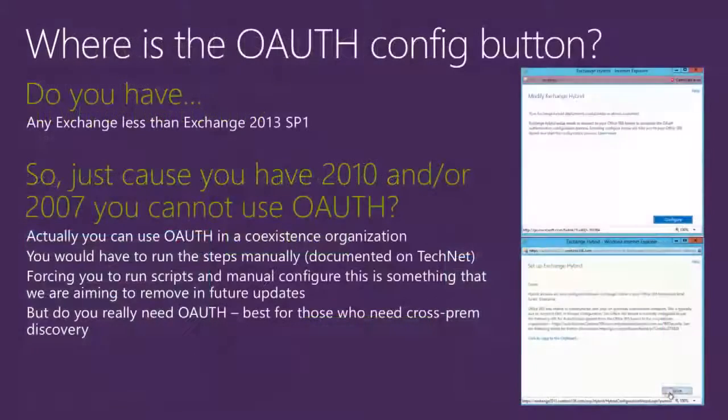Now, a lot of you might have not seen the button. And there is a reason why you don't see the button. If you are in a mixed environment, so if you still have an Exchange 2007 or an Exchange 2010 server, despite the fact that you're using an Exchange 2013 CU5 or later version, you will not see the Configure button. Which means that if you want to use OAuth, you have to do it manually.